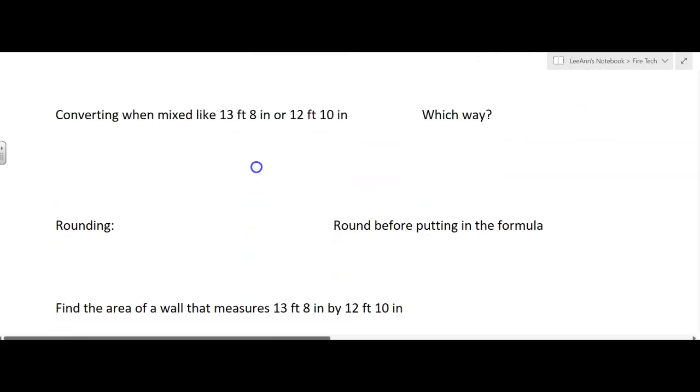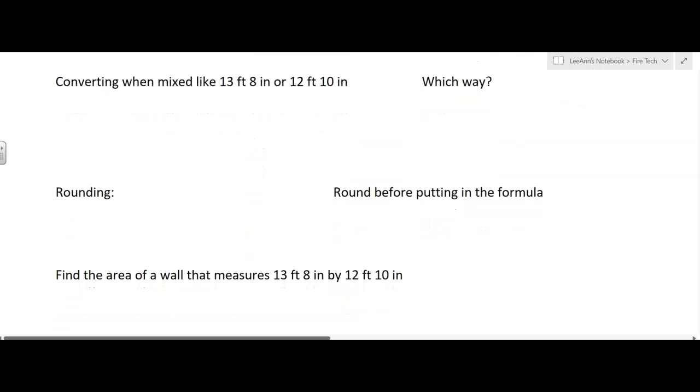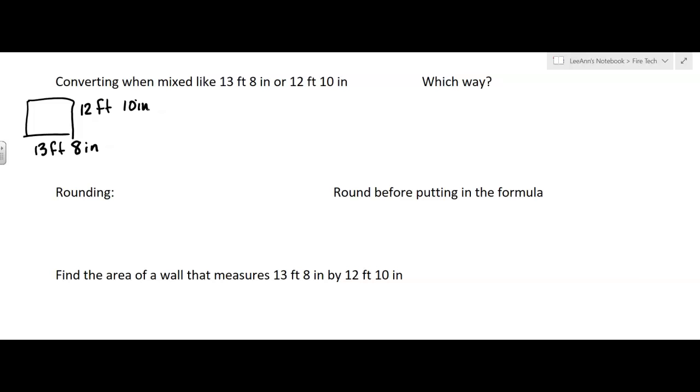Okay. So now we're going to do an example of when we have to convert from one unit to another. So let's say you have a wall that measures 13 feet 8 inches. Notice it's not 13.8, okay? And the other side is 12 feet 10 inches. Well, we said you have to have the units the same. So which way do you go? Do you put them in inches or do you put them in feet? Well, you might be thinking, it's easier to put it in inches.